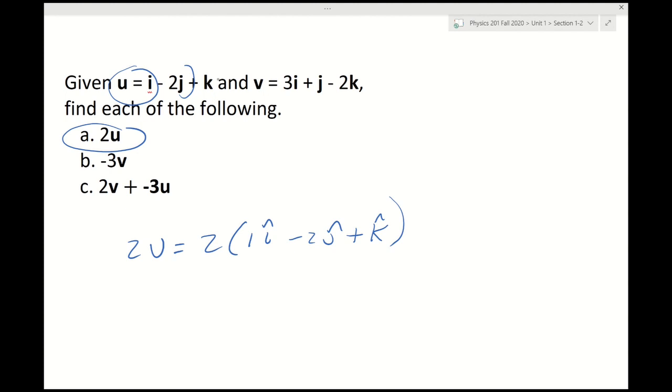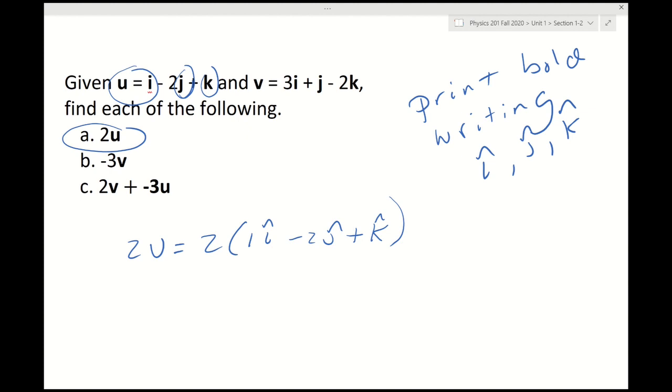Sometimes in print you will see vectors with bold print. It's not something you can really handwrite. What we often do is we use bold in print. Often in writing you will see these types of things. Okay? Or you will see these types of things. Okay?